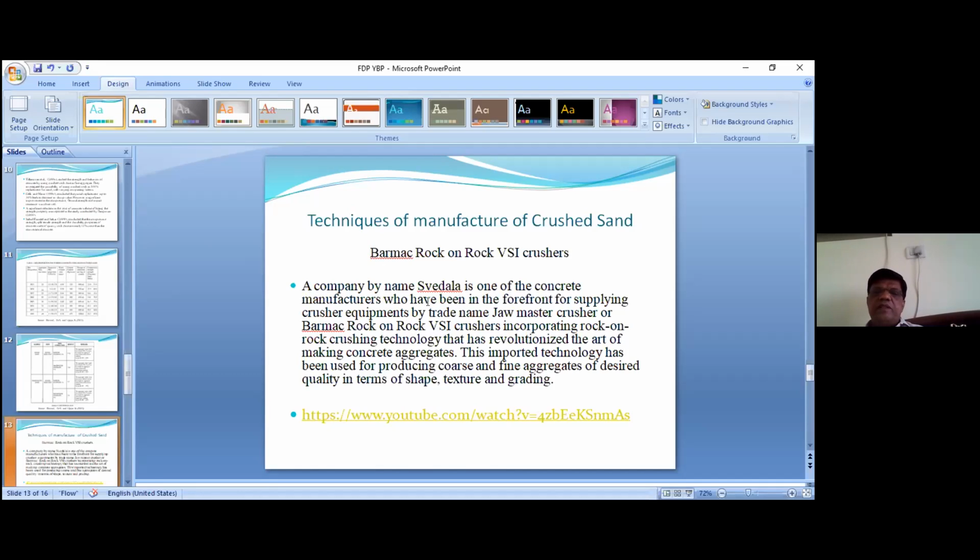These are very big companies, and they are constantly improving their performance and giving a good product. This rock on rock crushing technology has revolutionized the art of making concrete aggregates. This imported technology has been used for producing coarse and fine aggregates of desired quality in terms of shape, texture, and grading. So we can see many manufacturers now.